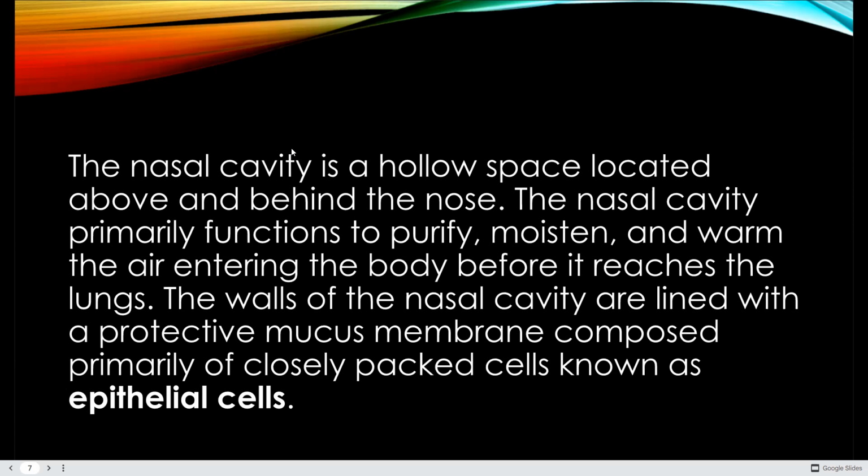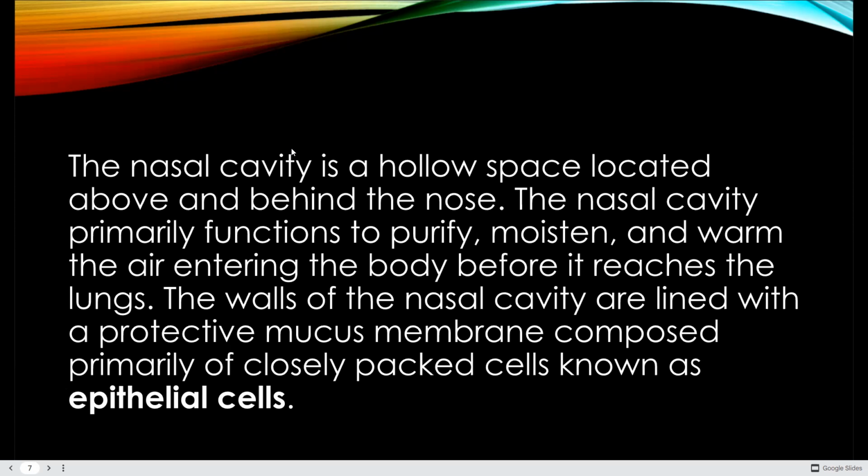Are you familiar with mucus? Okay, in vernacular, it's sipon. Okay, that's mucus, right? That's in vernacular. So mucus is one of our response to certain conditions. It is also important. Let's take a look at this one.